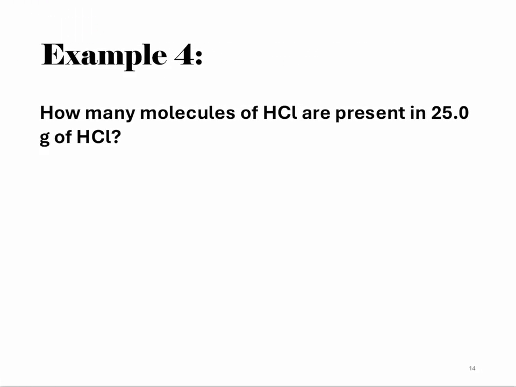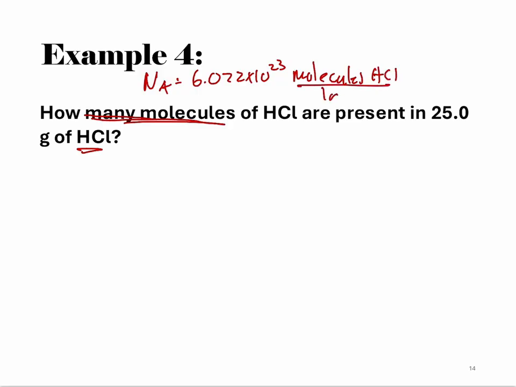All right, so see if you can do the same thing now with 25 grams of hydrogen chloride. It says how many molecules, which means that Avogadro's number will be 6.022 times 10 to the 23 molecules HCl per 1 mole of HCl. Right, so that's how Avogadro's number changes depending on what thing we're talking about.